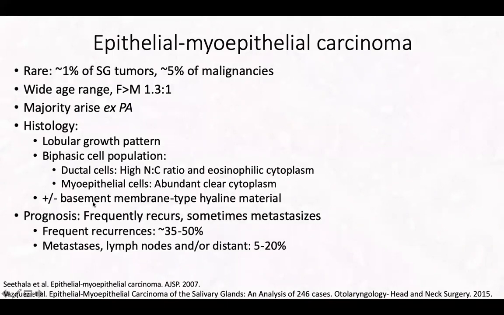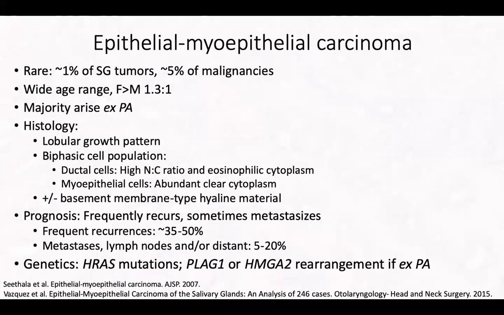So these tumors frequently recur and they sometimes metastasize. 5 to 20% of them metastasize, but up to half of them will recur depending on the series you look at. So, you know, they're not a tumor to mess with, but they may not kill you. And then the genetics of these things, if they arise from a pleomorphic adenoma, obviously they can have PLAG1 or HMGA2 rearrangements. Remember, those will be preserved in whatever tumor arises from the pleomorphic adenoma. But they also will show HRAS mutations in the lesions that don't have PLAG1 or HMGA2.